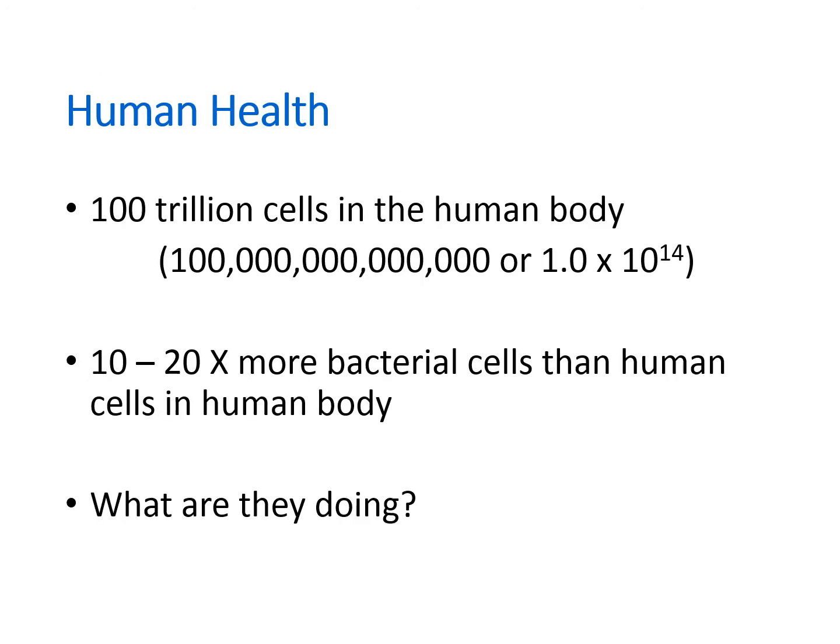It's estimated that there's somewhere between 50 and 100 trillion cells in the human body. So that's something like a 1 with 14 zeros behind it. It's a huge number. But believe it or not, there's actually 10 to 20 times more bacterial cells than human cells in the human body. A famous scientist once said that if an alien were to come to this planet and look at a human being, they would assume that we're bacterial, based upon the number of bacterial cells that are on our body versus human cells. The question is, what are these microbes doing?